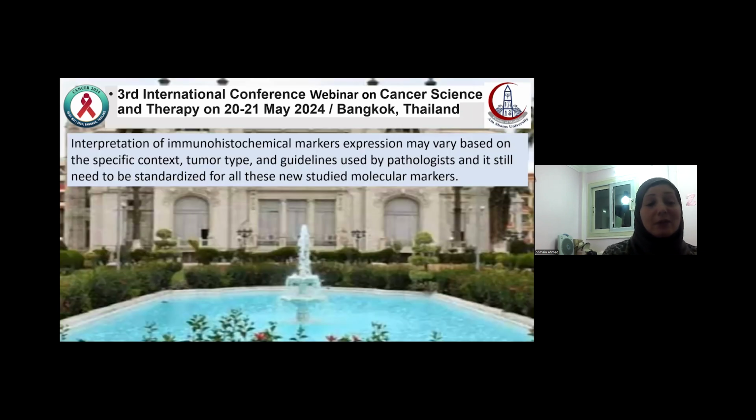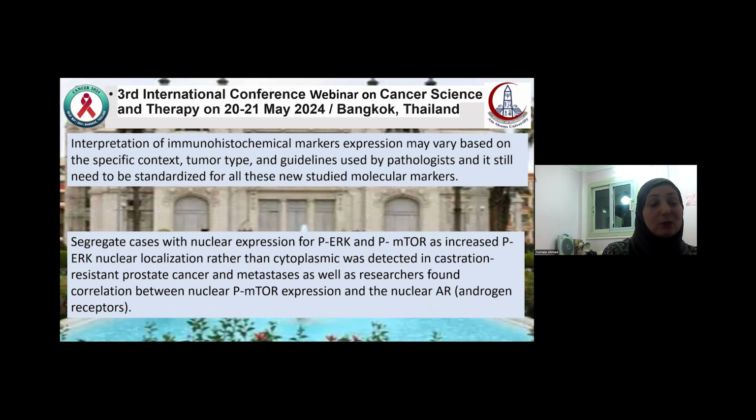First of all, when we study these immunohistochemical markers, we need to do proper interpretation. We searched so many previous studies to assess how best to interpret them, and we found many variations and different interpretations until now. So definitely, interpretation of immunohistochemical marker expression varies according to the specific context, tumor type, and guidelines used by the pathologist. We need to do standardization for this interpretation. This is the first problem we have to consider.